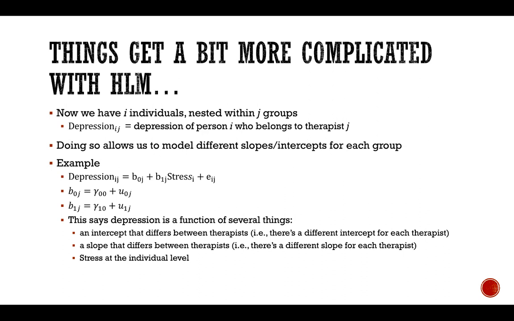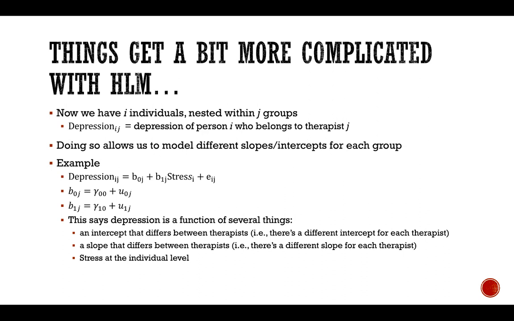Likewise for the slope, there is going to be a grand slope, which is gamma 1,0, and then there are going to be deviations from that. Did I say intercept? If I did, I meant to say slope. So gamma 1,0 is the grand slope, or the average slope across all therapists. But again, every therapist has their own unique individual slope, and we recognize that with the variable U.